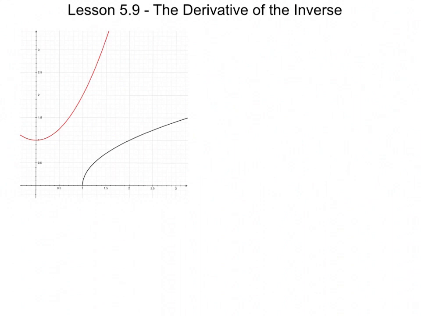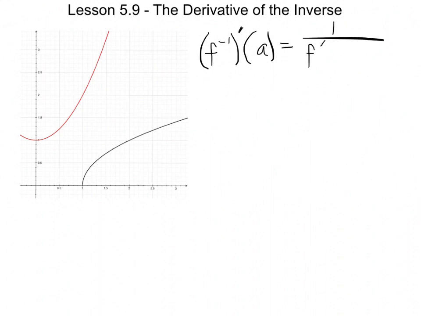The formula says that if you have the inverse of some function and you want to know its derivative at some value like a, it will be equal to 1 over the derivative of the original function evaluated at the inverse of a. That looks crazy, but there's a way I can make it look a little bit prettier if I change some notation.